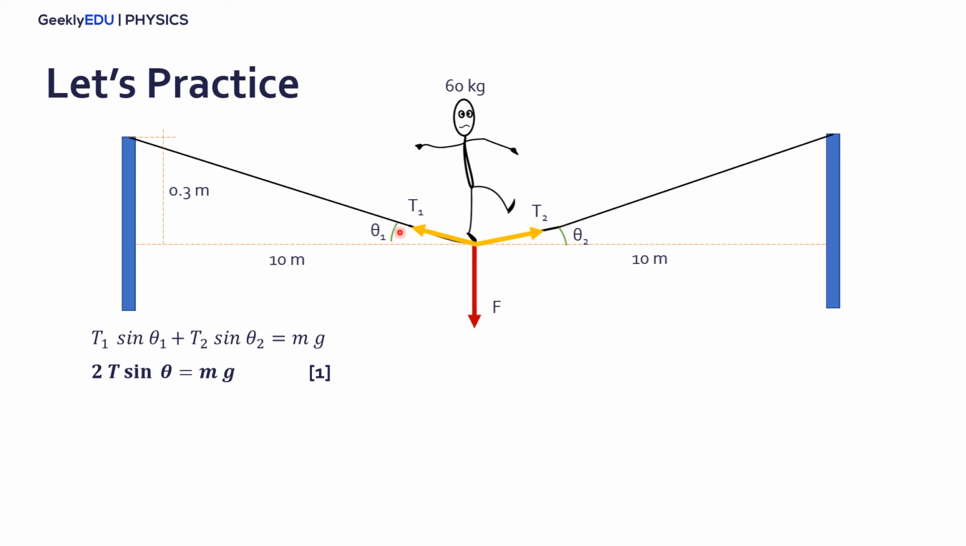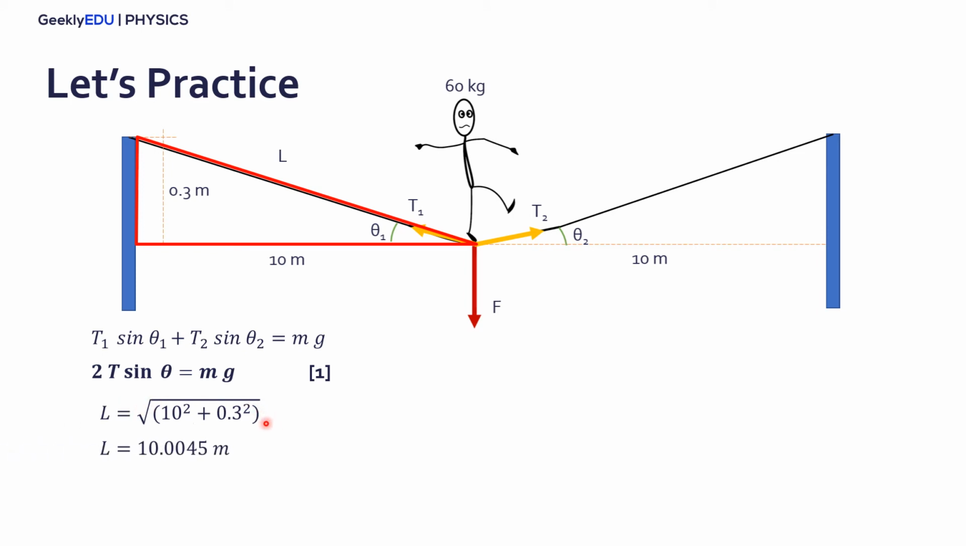We now need to find this angle here. To find it, let's use a little bit of trigonometry. If you take a look at this left part here, we have a right triangle and we can find the length of the tightrope on this side applying the Pythagoras theorem, and it gives us a length of 10.0045 meters. Now that we have all these values, we can find this angle. The sine of this angle is the opposite side divided by this length, so the sine of this angle is approximately 0.03.